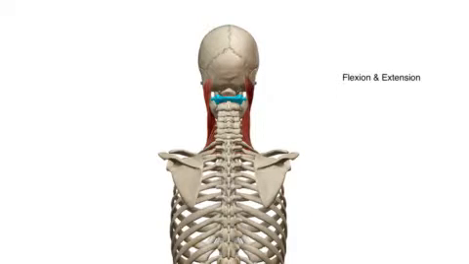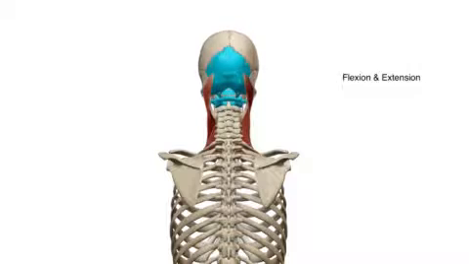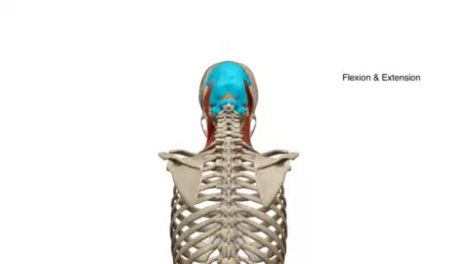So this is flexion of the cervical spine. As you can see, 50% of all the motion is happening around the occipital condyles and C1, which is the atlas. Now, that is the OA joint.